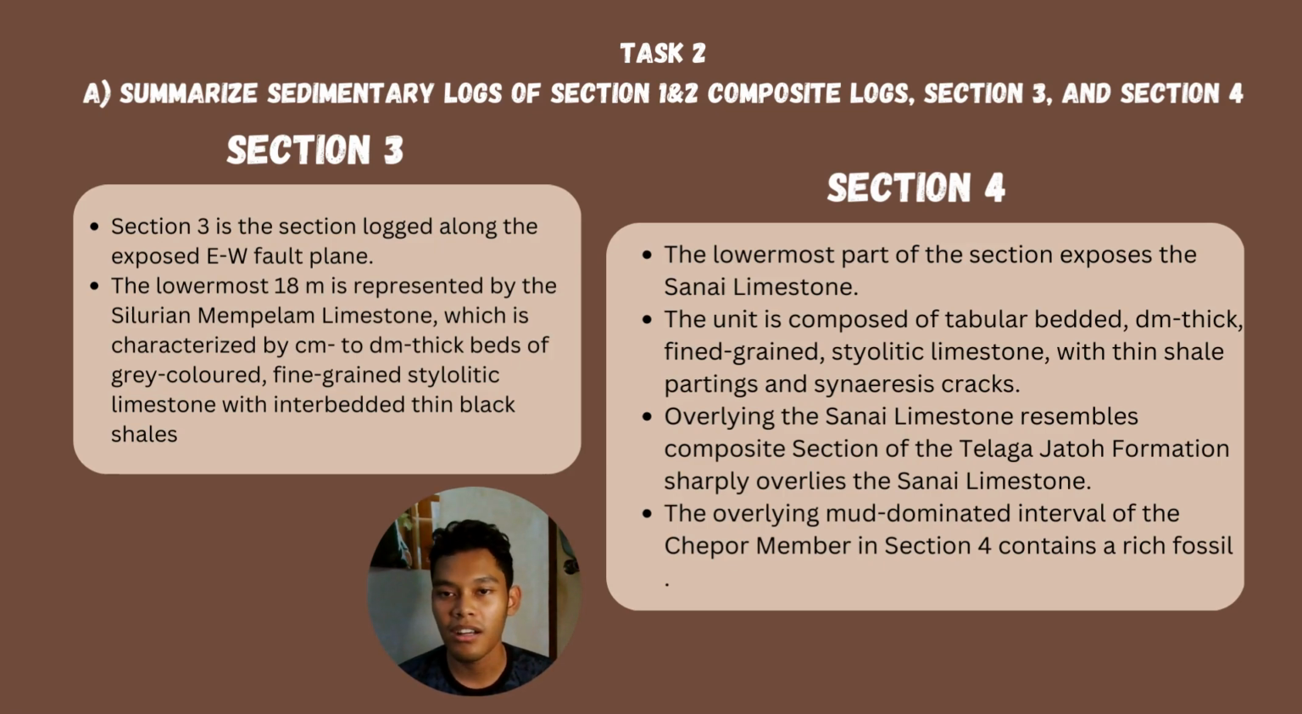For section 4, the lowermost part of the section exposes the Sinai limestone. The unit is composed of tabular bedded, decimeter thick, fine-grained stylolitic limestone with thin shale partings and syneresis cracks. Overlying the Sinai limestone is the composite section of the Telaga Jatuh Formation, which sharply overlies the Sinai limestone. The overlying mud-dominated interval of the Chapor member in section 4 contains rich fossils.